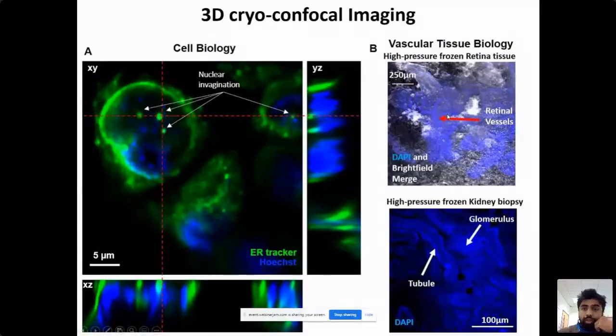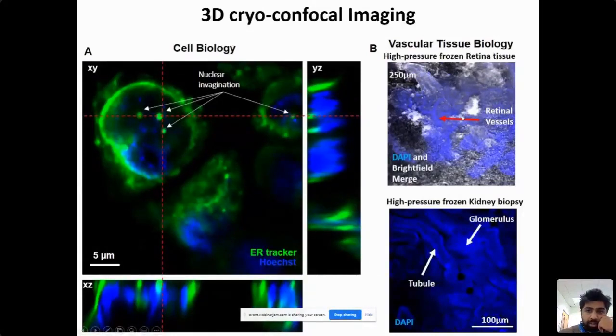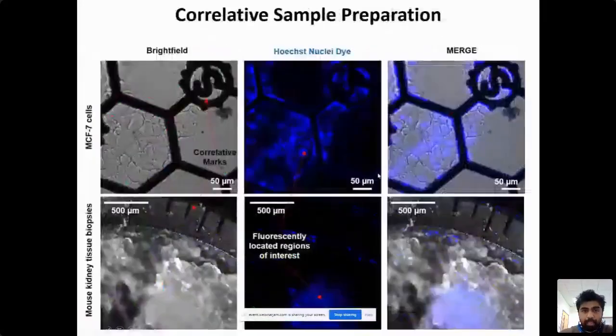On the other hand, we are also looking at tissue biology. These are high pressure frozen vascular tissues. On the top here, you are looking at retinal vessels labeled in DAPI blue. And in the bottom, you're looking at kidney tissues, which were also imaged by the cryo-confocal microscope. You can look at the tubules, you can look at the glomeruli, all in cryopreserved format.